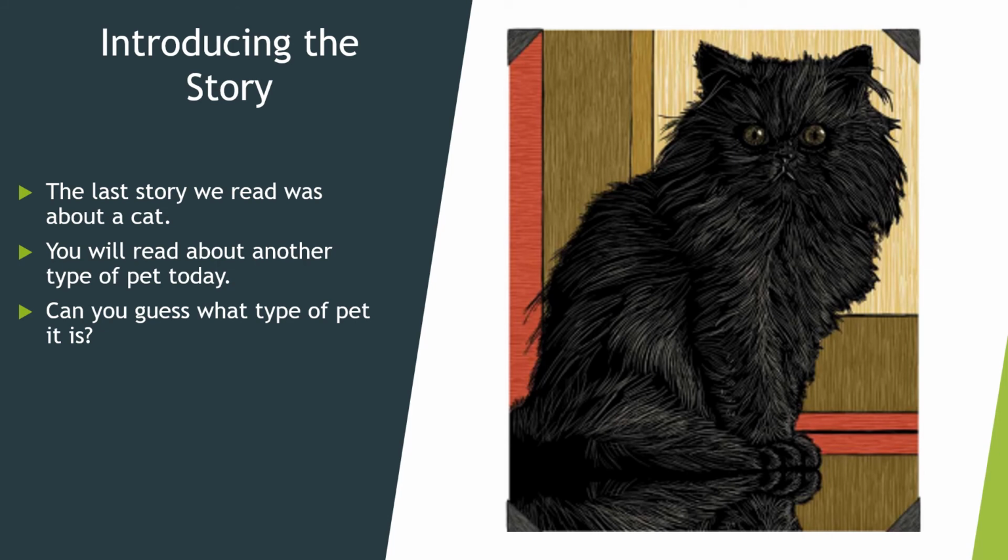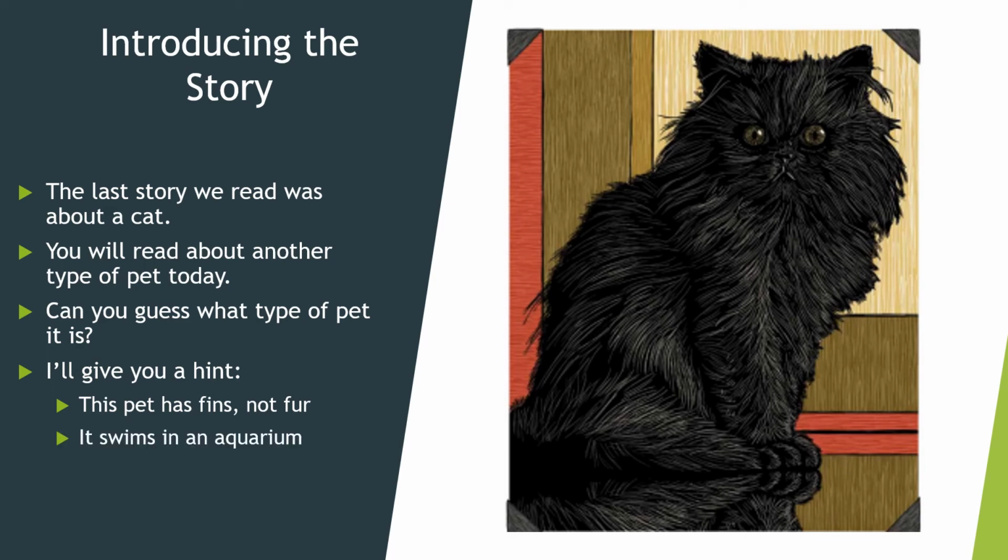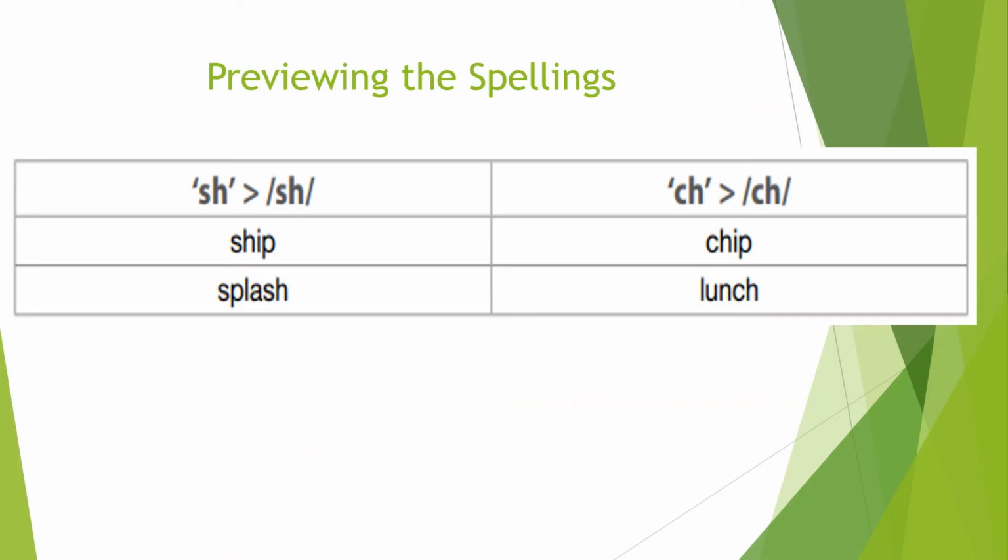The last story we read was about a cat. You will read about another type of pet today. Can you guess what type of pet it is? I'm going to give you some clues. This pet has fins, not fur. This pet swims in an aquarium. Do you know what type of pet it is? If you guessed fish, you were right.